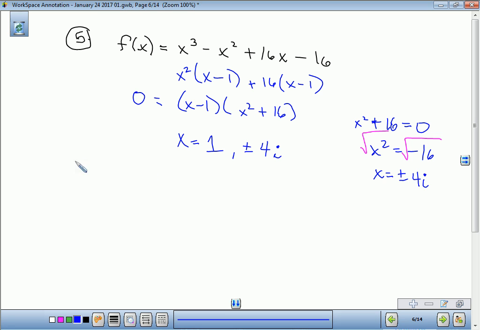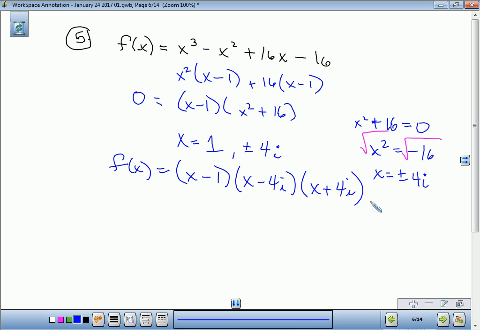I'm with you. All right, so the complete linear factorization would look like this: x minus 1, x minus 4i, and x plus 4i. We didn't add i. We just forgot your i. Oh, yeah, you're right. We had it right. We should have it. We forgot to.